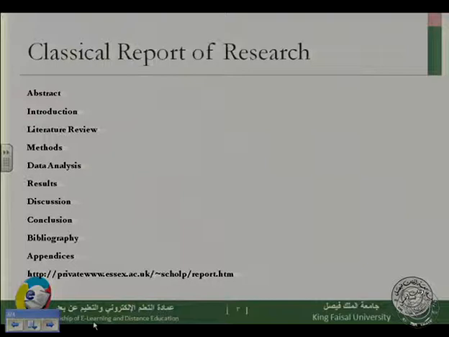So chapter number 1, introduction. Chapter number 2, literature review. Chapter number 3, methods. Chapter number 4, data analysis. Sometimes they are mixed with results in one chapter, but sometimes they are separate. So chapter number 5, results and discussion. Sometimes they are also mixed. So these three chapters can be one chapter.